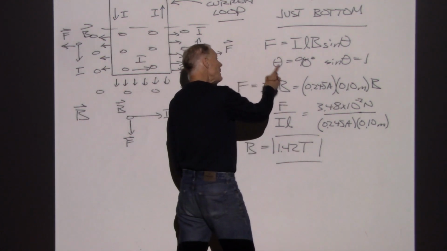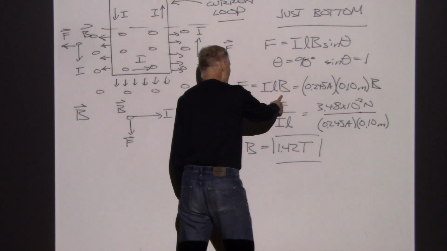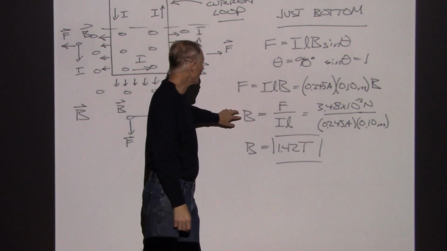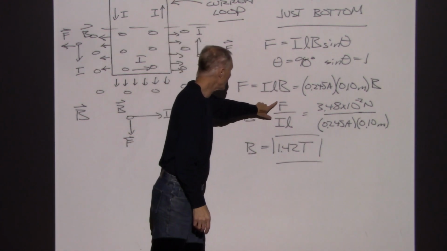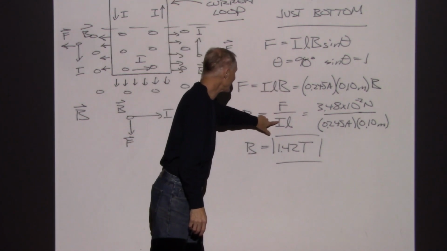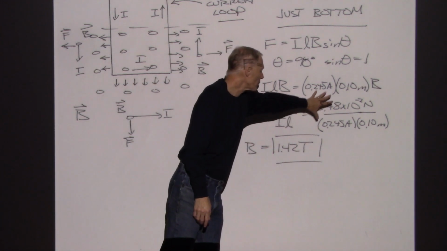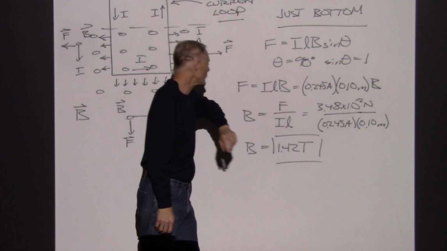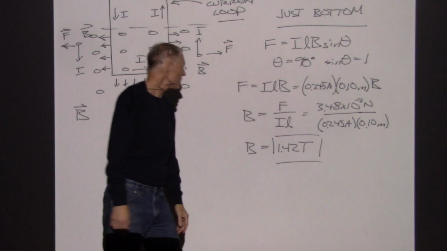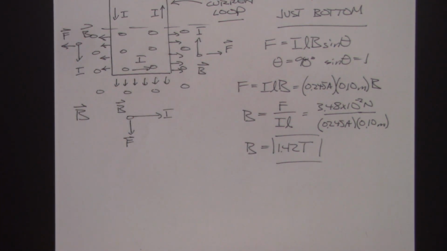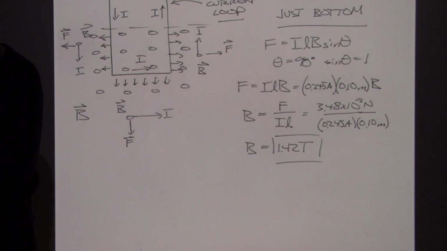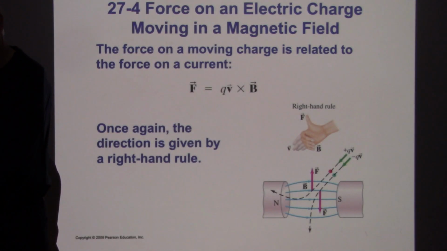Now, we're actually solving for B. So I'm going to flip the formula around and say the magnetic field must have a value given by F divided by I divided by L. I put all those numbers in. They're all in standard units, which guarantees the answer will come out in Tesla. And we've just measured the magnetic field. So it's going to be 1.42 Tesla.